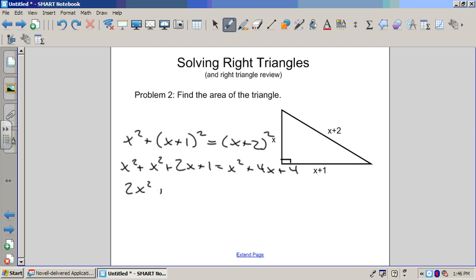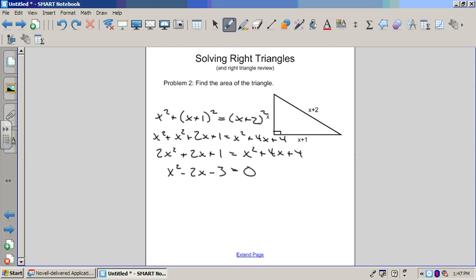Combining like terms, 2x squared plus 2x plus 1 is equal to x squared plus 4x plus 4. I'm going to subtract all of the things on the right-hand side. 2x squared minus x squared is x squared. 2x minus 4x is minus 2x. And 1 minus 4 is equal to negative 3. So x squared minus 2x minus 3 is equal to 0.